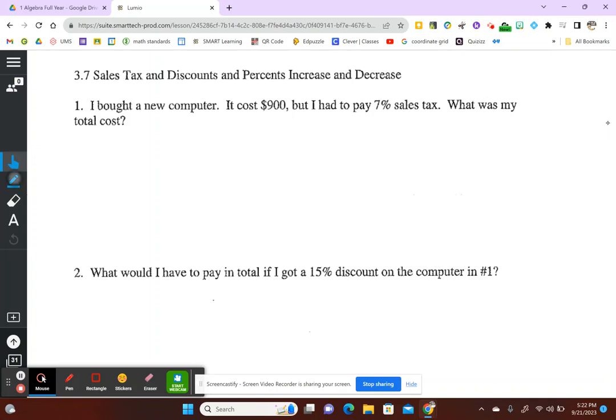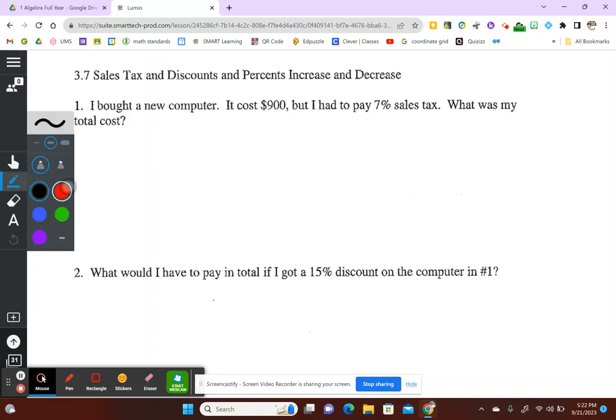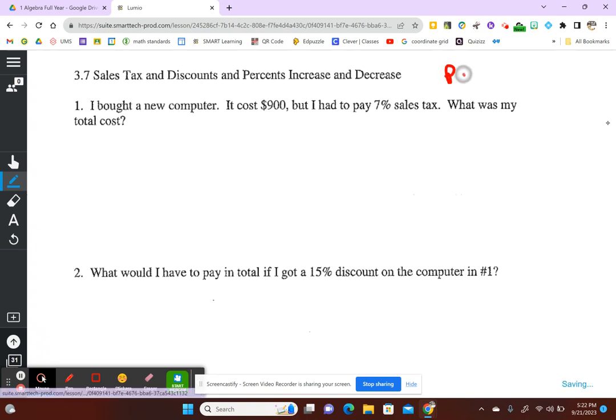Okay, so we are going to go over on page 28, number 1, 2, and 3. So this has to do with sales tax, discounts, and, well, let's just look at number 1. Number 1, I bought a new computer. It cost $900, but I had to pay 7% sales tax. What was my total cost?